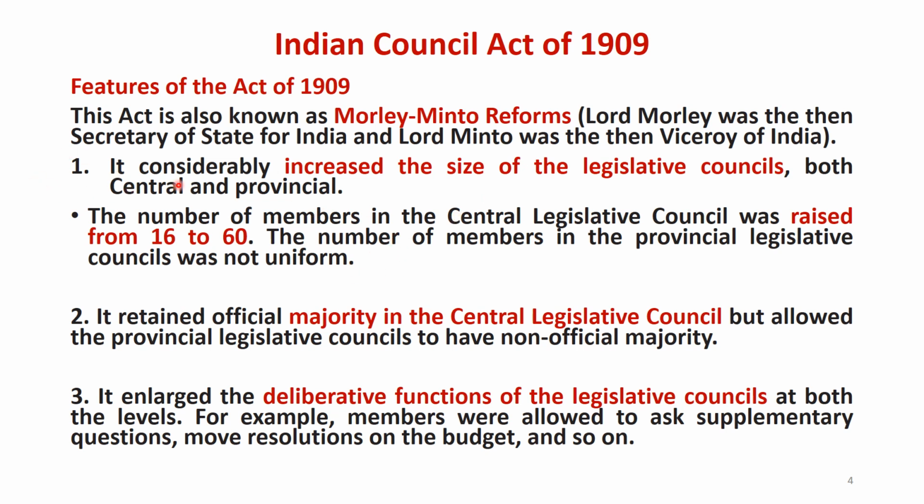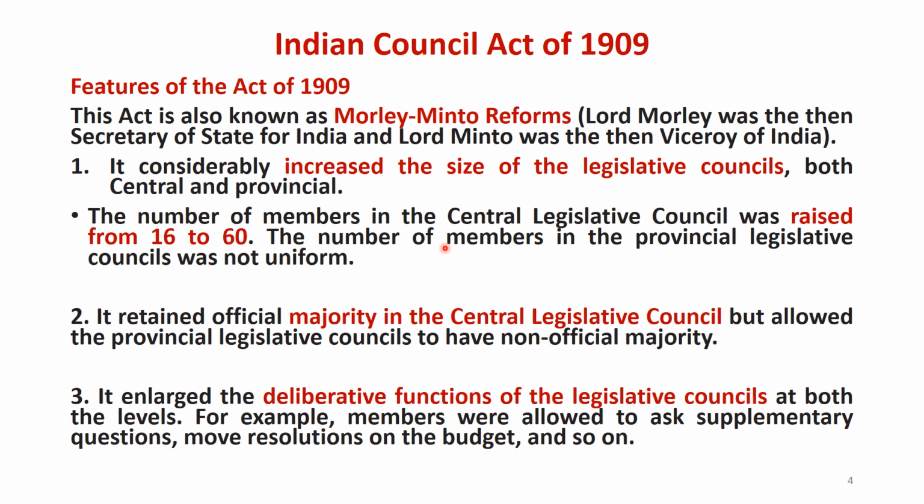The first is that it considerably increased the size of the legislative councils, both central and provincial. Whether it is central or provincial, with this act they started increasing the size of the legislative councils. The number of members in the central legislative council was raised from 16 to 60. Earlier it was 16, but with this act they increased it up to 60.